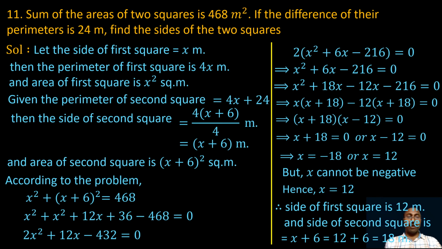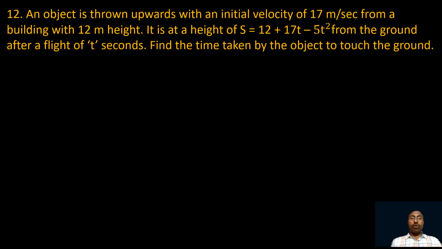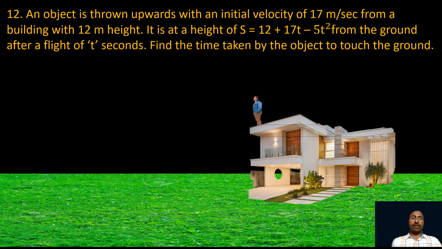Now take the 12th one. An object is thrown upwards with an initial velocity of 17 meters per second from a building with 12 meters height. It is at the height of s is equal to 12 plus 17t minus 5t square from the ground after a flight of t seconds. Find the time taken by the object to touch the ground. That is the question, and it is the scenario.